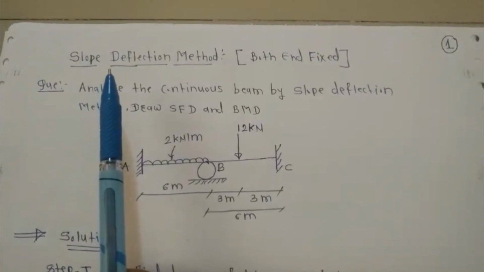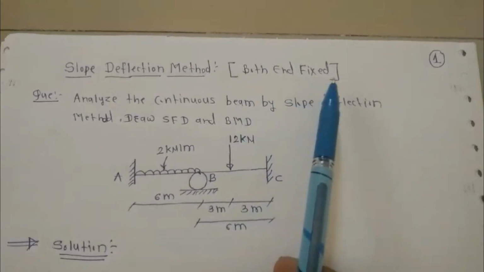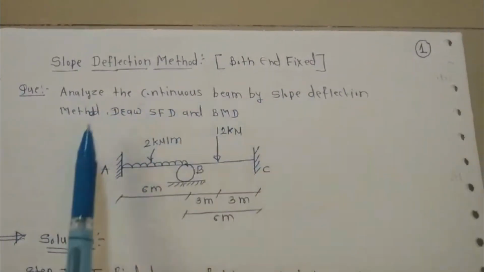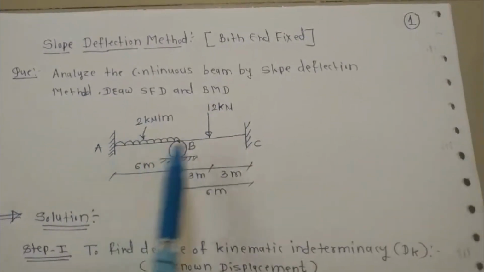Hello everyone, today we will learn the slope deflection method. The case is both ends fixed. So the question is: analyze the continuous beam by the slope deflection method and draw SFD and BMD. So you can see the given figure.